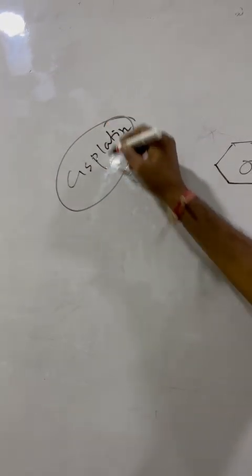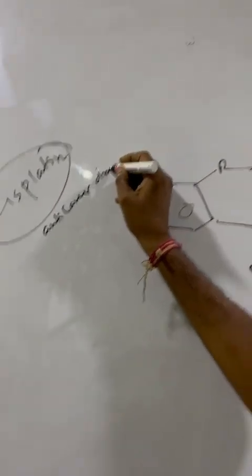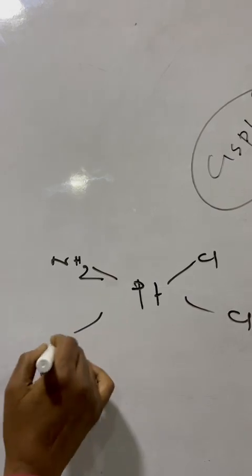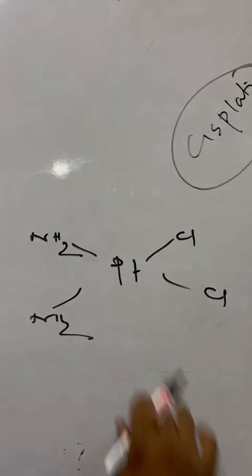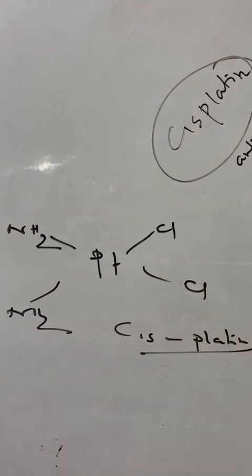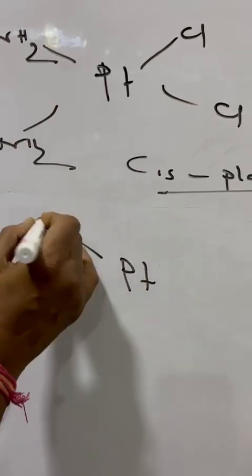This cisplatin is an anti-cancer drug. And if you look at the structure of cisplatin, this is actually a geometrical isomer. This is cisplatin. Similar groups are close together. This is called cisplatin. This is an anti-cancer drug. But you see the magic of chemistry.